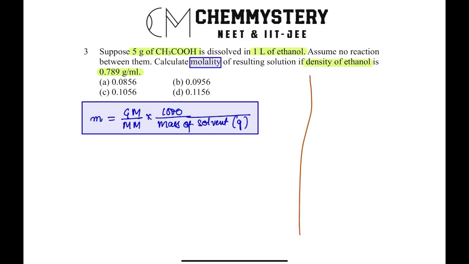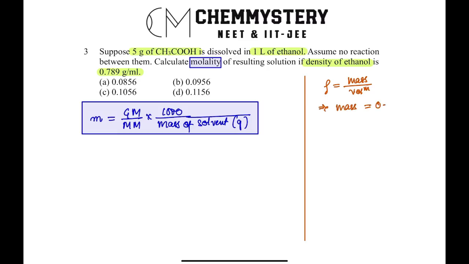We know a formula that density is equal to mass per unit volume. We need mass. Mass is not given directly. So what is the mass? Mass is equal to density, 0.789, into the volume, 1 liter. I'll convert it into ml because density is in ml.